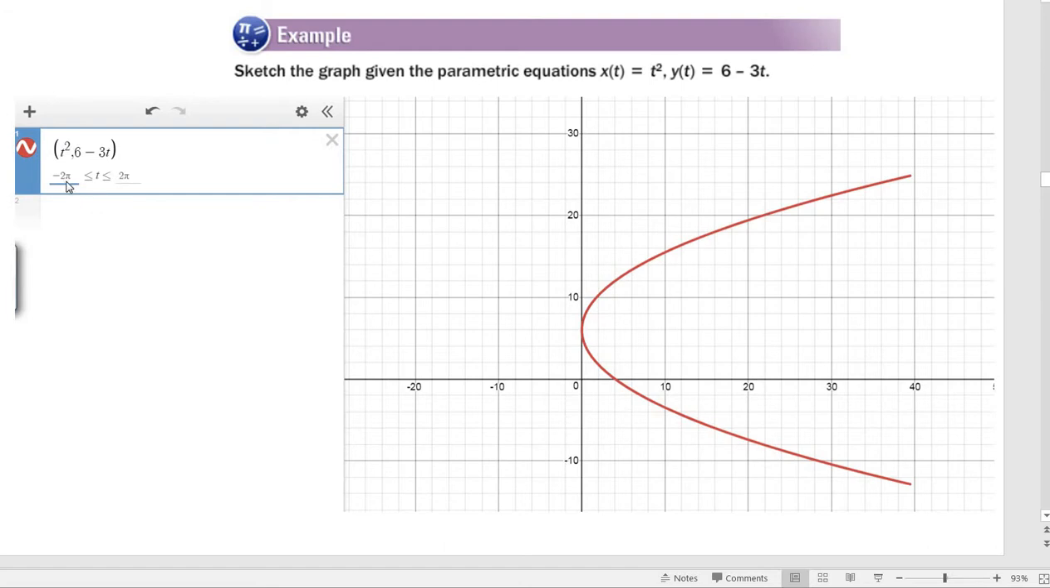Now notice on this one I did go negative 2 pi to 2 pi. If you only go 0 to 2 pi, you'd only get the bottom half of the graph. And so sometimes you need to play around with it.